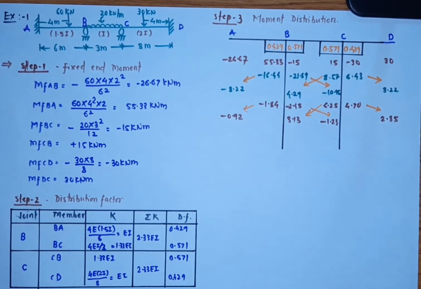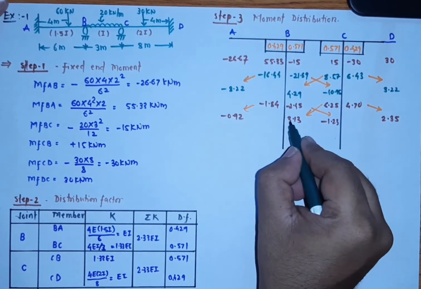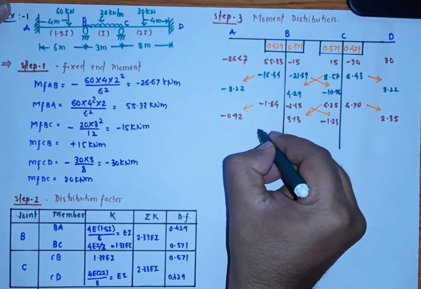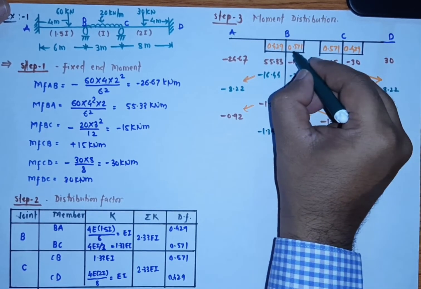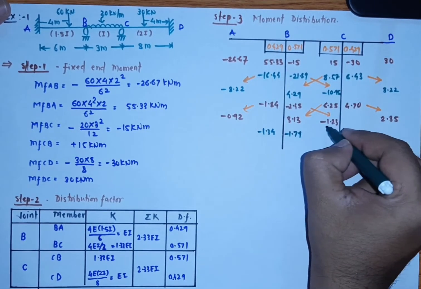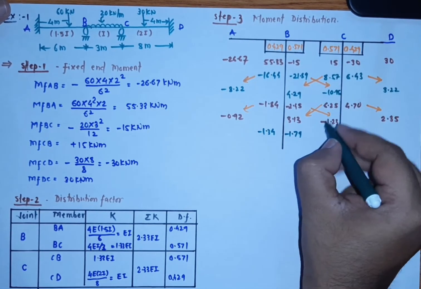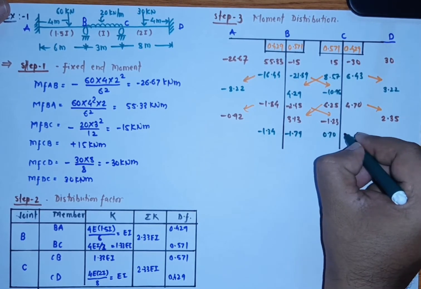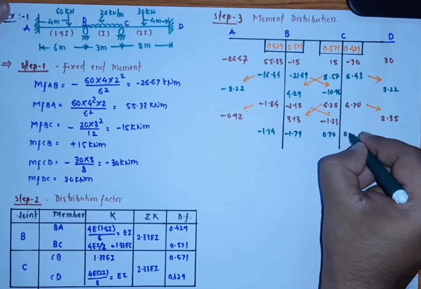Now next, we repeat the process that we have done. Now here is a plus value, the remaining will be minus. So 3.13 multiplied by 0.429, it will be minus 1.34. 3.13 multiplied with 0.571, it will be minus 1.79. Then minus 1.23 multiplied with 0.571, it will be 0.70. It is minus, that's why it is plus. And again 1.23 multiplied with 0.429, it will be 0.53.